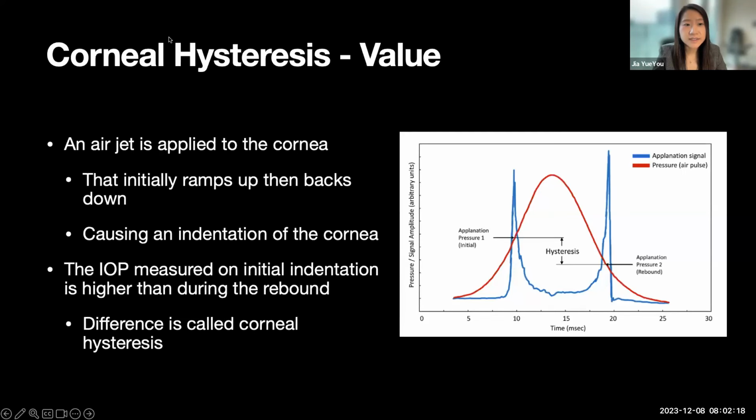So even though it has cornea in its name, corneal hysteresis is actually more relevant for glaucoma in the diagnosis of glaucoma and to monitor progression. What happens is that we have a machine that sends a little jet of air to the cornea, it indents the cornea, and then afterwards the cornea rebounds and reforms its shape. So the machine measures the pressure when the cornea is indented and also measures the pressure when the cornea is on rebound. The pressure initially at indentation is always a little bit higher than the pressure that we can measure at rebound. And so the value is always positive, and this value that's a difference between the two is called the hysteresis.